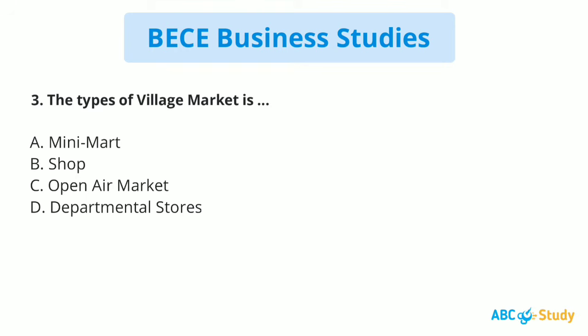Question number 3. The types of village markets: we have mini marts, we have shop, we have open markets, we have departmental stores. Actually, when I'm talking about the types of village markets, what we mean is an open air market. So it could be referred to as farmer market, it could be referred to as green market and the likes. It's actually a public market where food and merchandise is sold.